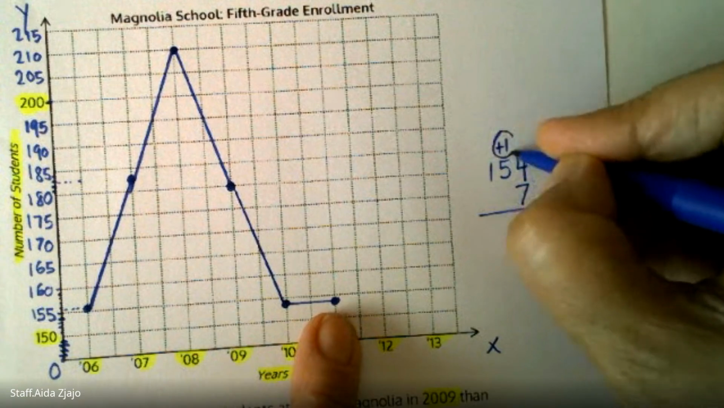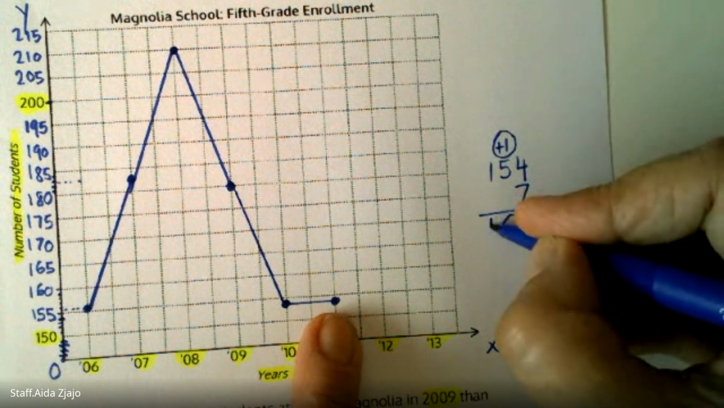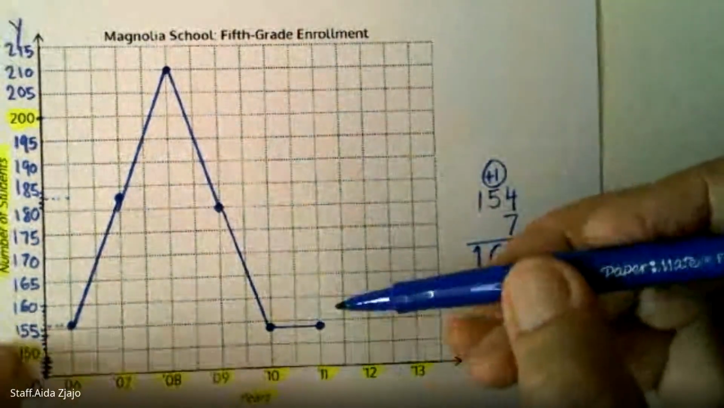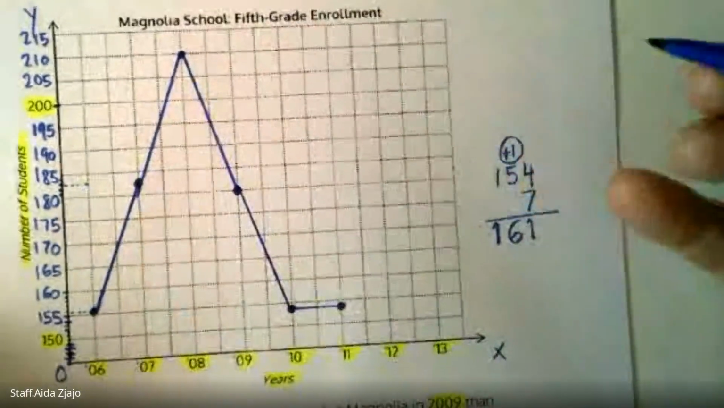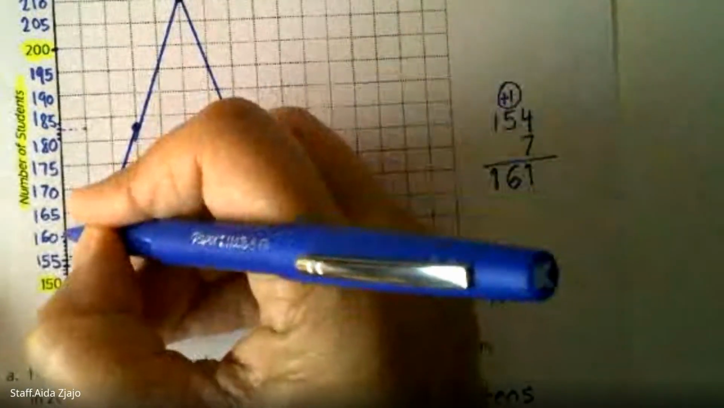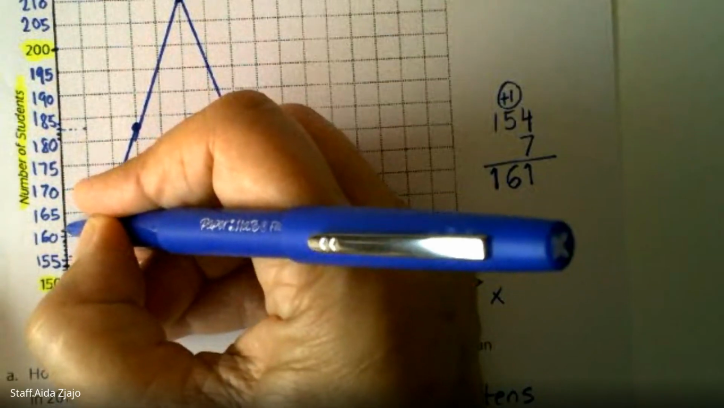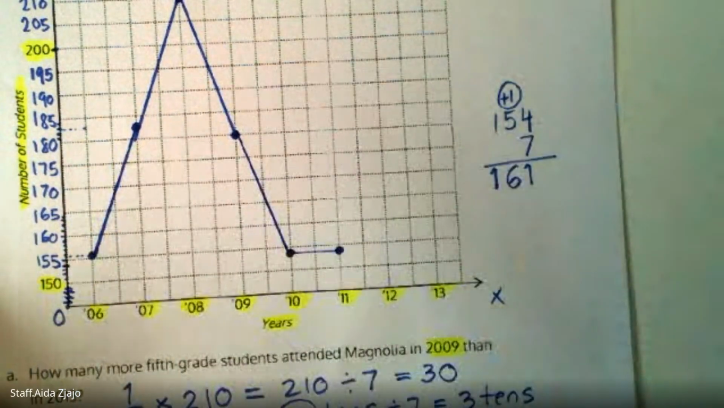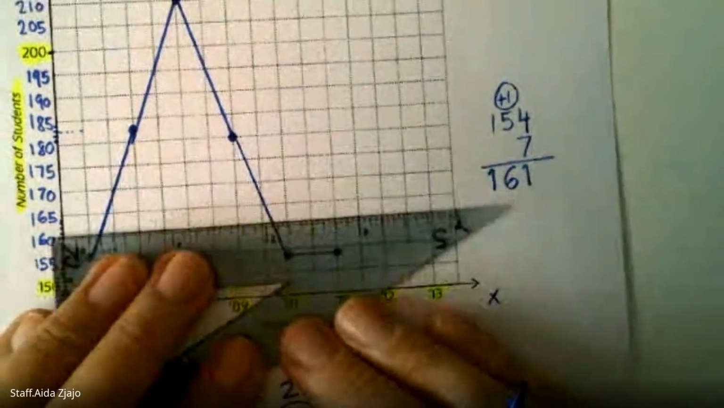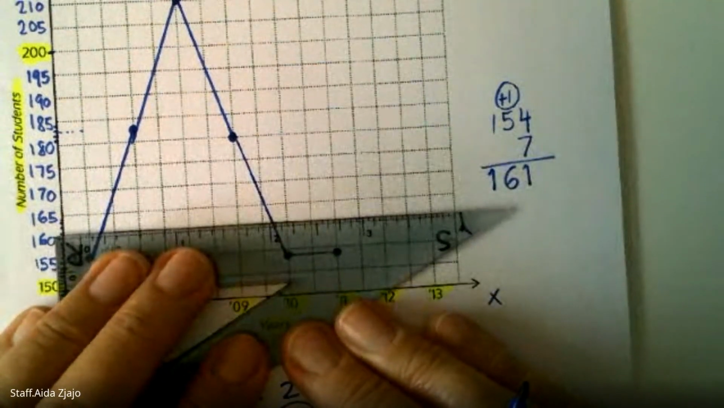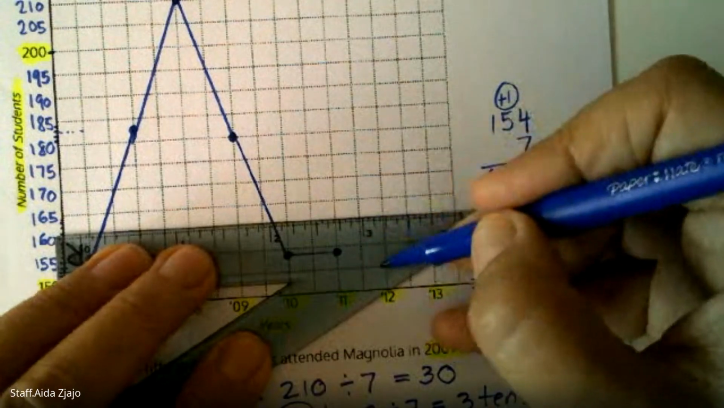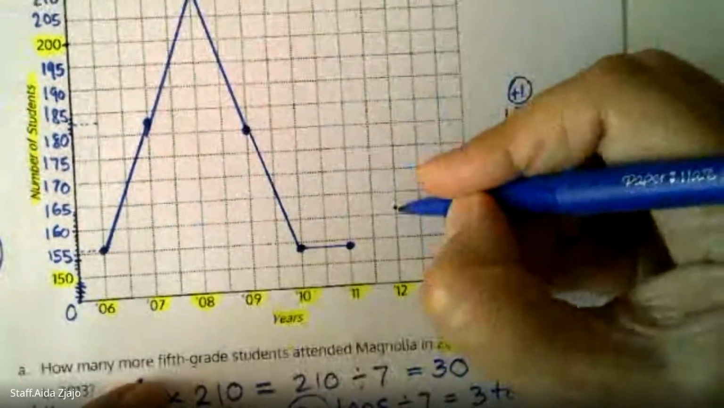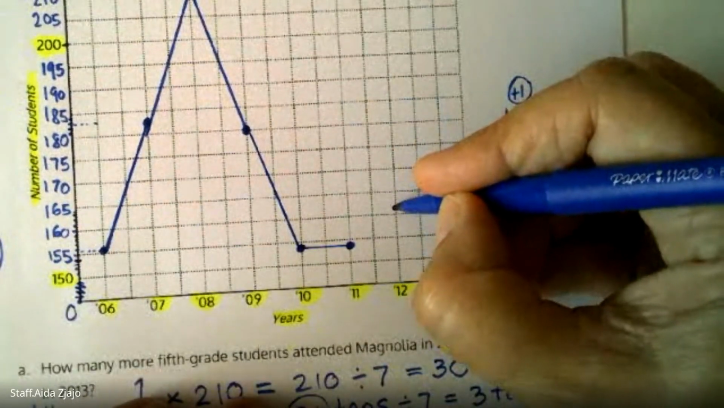Remember, 1. So now it grew to 161, and 161 is about here. Okay, 1, 2, 3, 4. Okay, 161 is about right there. So 2012 is right here.